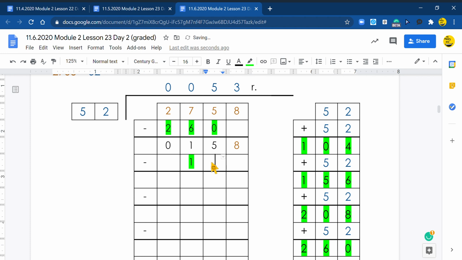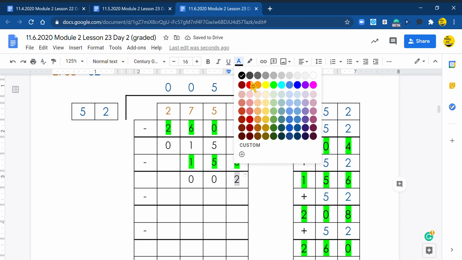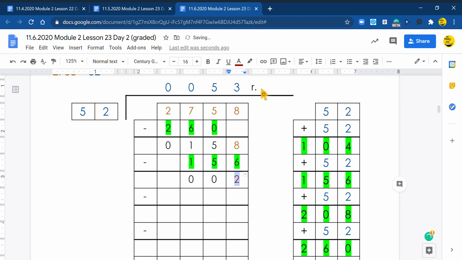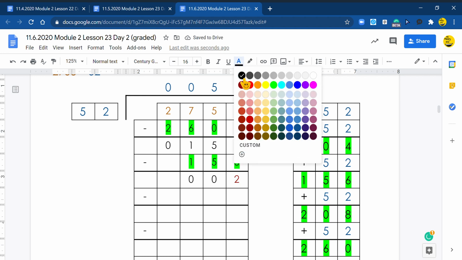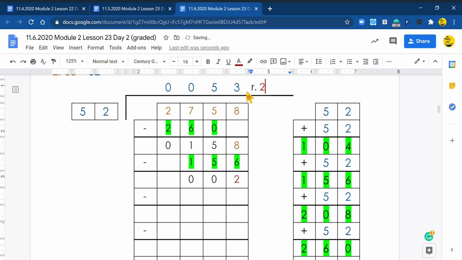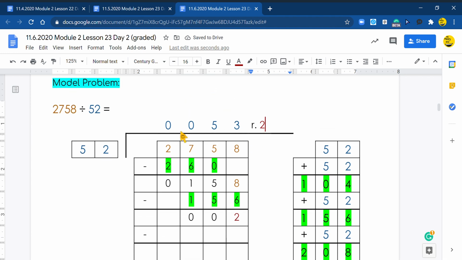1, 5, 6. And then I'm going to subtract 8 minus 6. You're right, is 2. 5 minus 5, 0. And 1 minus 1, 0. Here is my remainder because I cannot take it any further. And then up here, I'm going to put my remainder in, and it's a 2. So there are 53 groups of 52 in 2,758 with 2 left over.